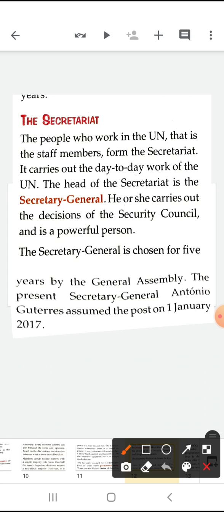Now the Secretariat: the people who work in the UN, that is the staff members, form the Secretariat. It carries out the day-to-day work of the UN. The head of it is called the Secretary General. He or she carries out the decisions of the Security Council and is a powerful person.